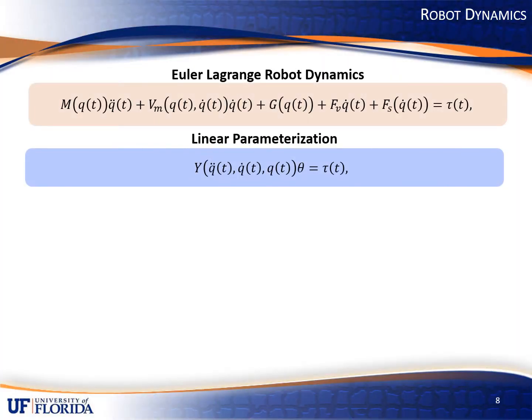The Euler-Lagrange robot dynamics are linearly parameterizable, meaning that they can be written in the form Y, which is a known regression matrix, times theta, which is a column vector of unknown parameters. While the regression matrix Y is measurable, theta is neither measurable nor known a priori. Therefore, in the control system development, we approximate theta with theta hat, which is our real-time estimate.